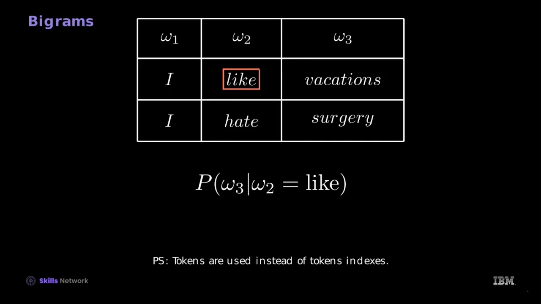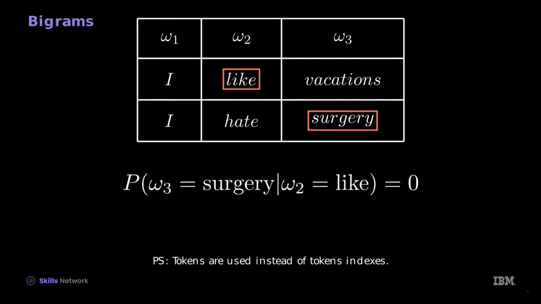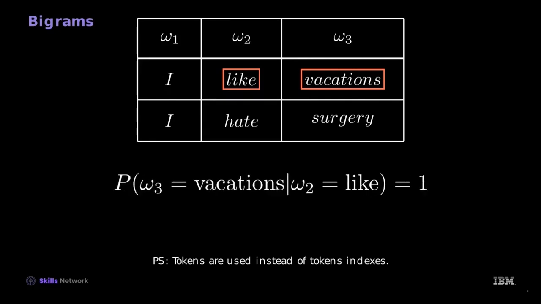Using the table, count the occurrences of each potential follow-up to like in the third column. By examining the table, observe that surgery never follows like. Hence, the probability of word 3 being surgery is 0. However, vacation appears after like, and the probability of word 3 being vacation is 1.